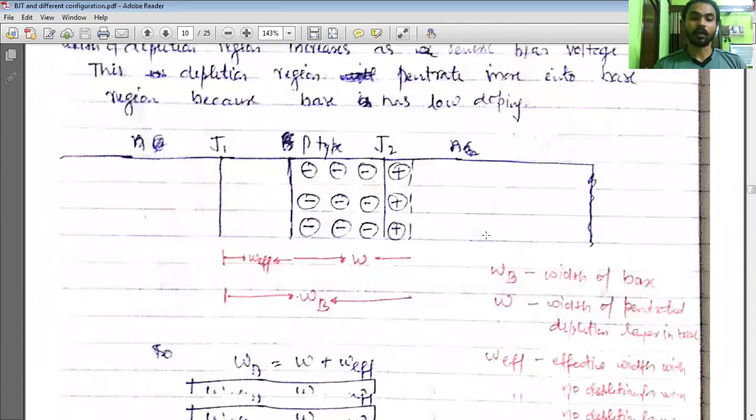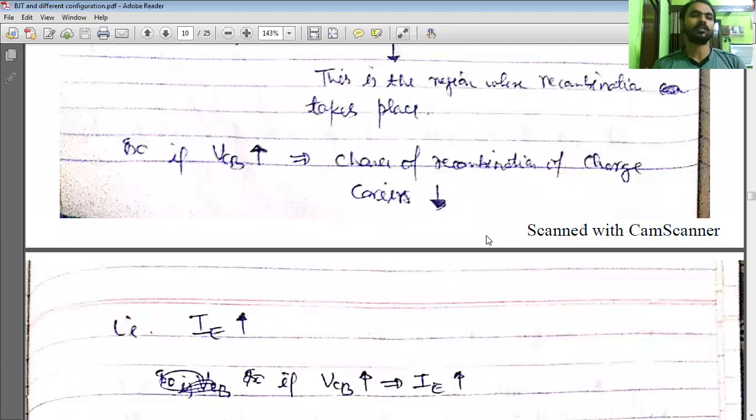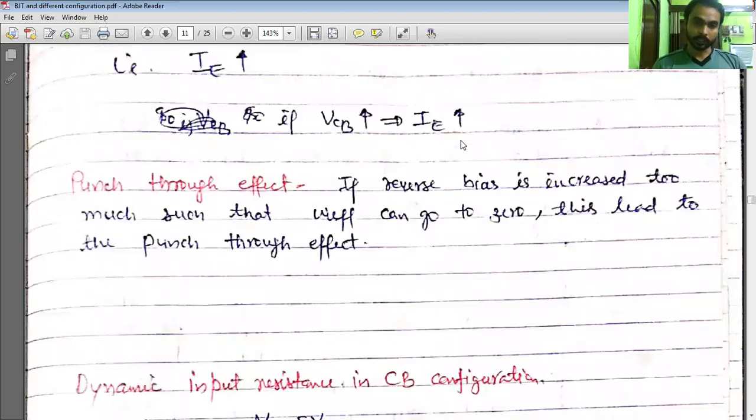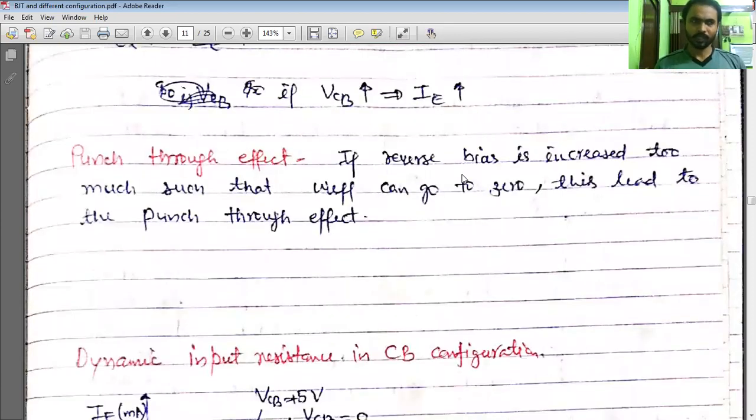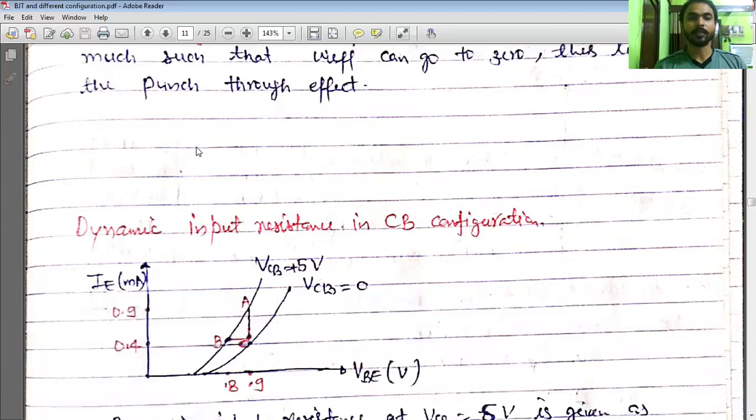So we are done with the Early effect. This is called the Early effect: when we increase VCB, we have an increase in the emitter current. There is one more concept called punch through effect. When we increase the reverse bias, the penetration in the base region will increase, and at some voltage it will completely overlap the base region. W effective will go to 0, and that condition is called punch through effect. Okay, so now we have the dynamic input resistance.